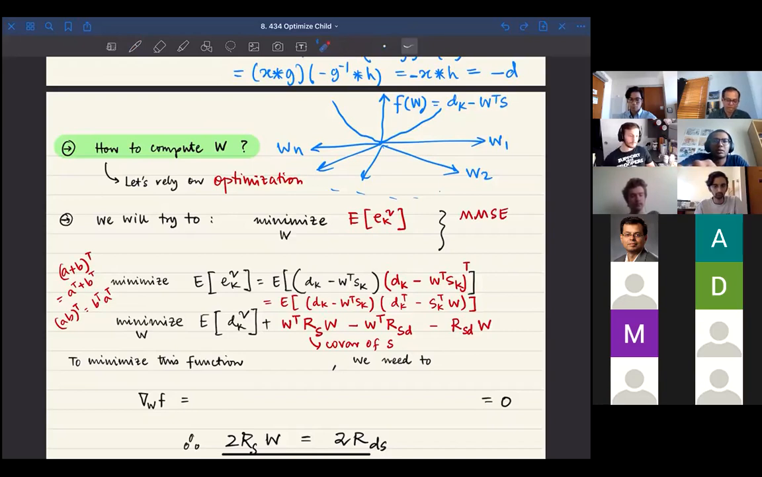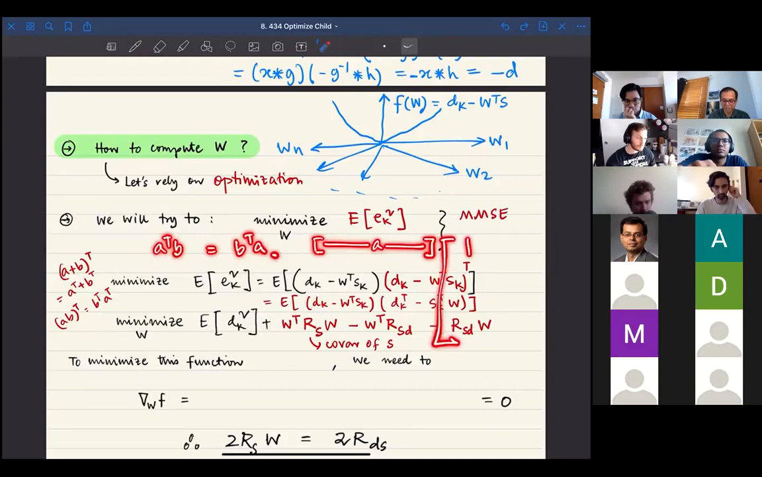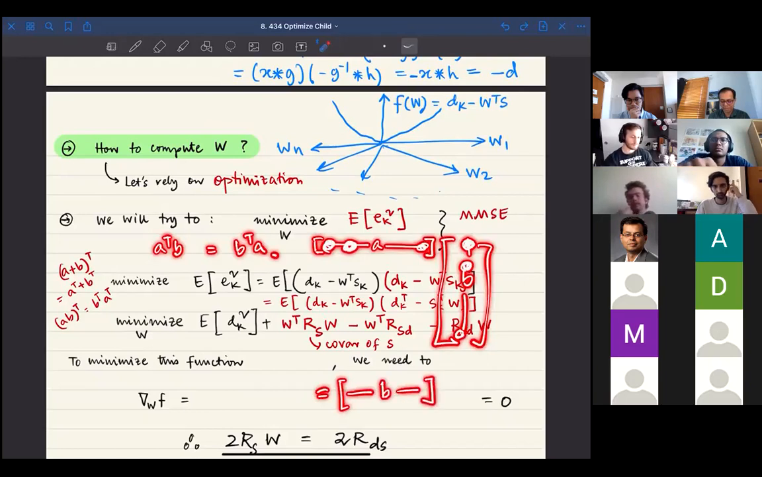Oh, remember that A transpose B is the same as B transpose A. Why? Let's say this is vector A, transpose B. It's like A's first element multiplied with B's first element, A's second element multiplied with B's second element, A's last element multiplied with B's last element. This is the same as B transpose A. So that doesn't matter.